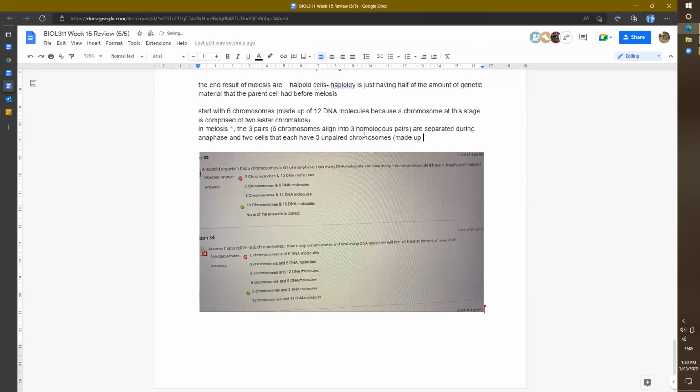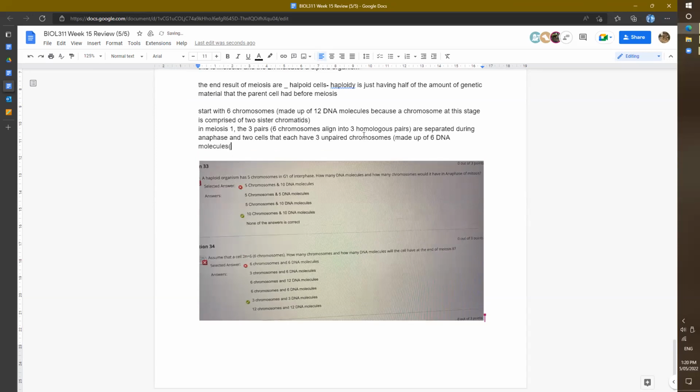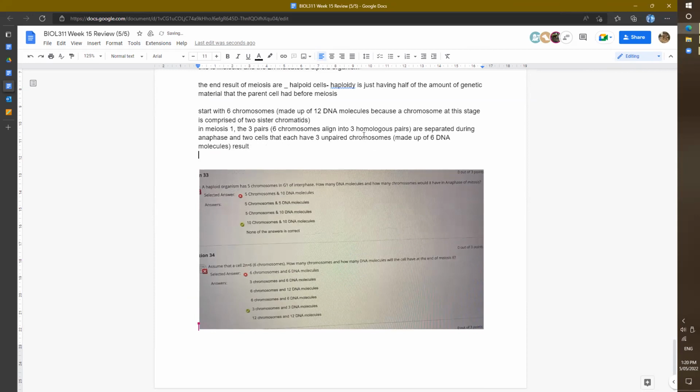But then you have to know that during anaphase, your sister chromatids are being separated. And in separating your 2 sister chromatids into chromosomes, you are therefore doubling the number of chromosomes. I don't know if that even sounded right. I can explain that again if you guys need me to.